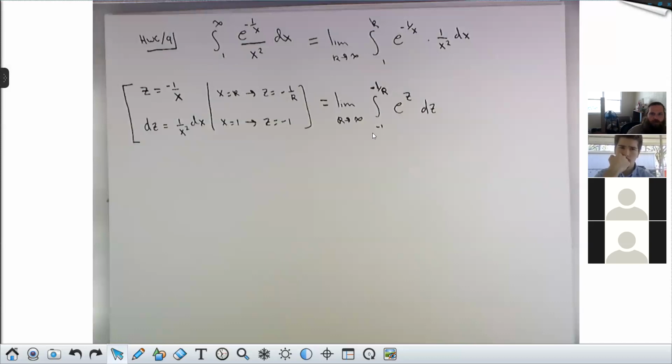After we made a little u sub, we asked, well, what does this piece do as this piece goes to infinity? And that let us rewrite our integral as a p integral. This substitution allows us to do something similar.